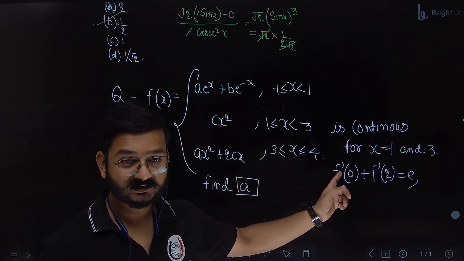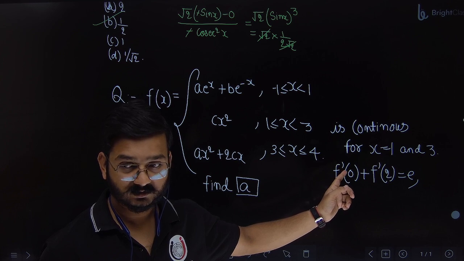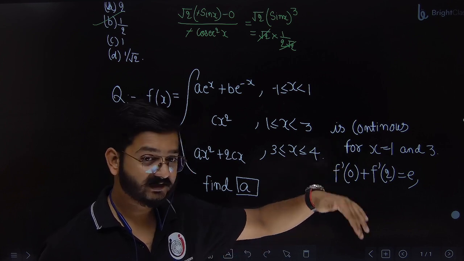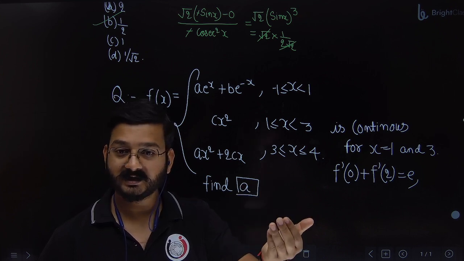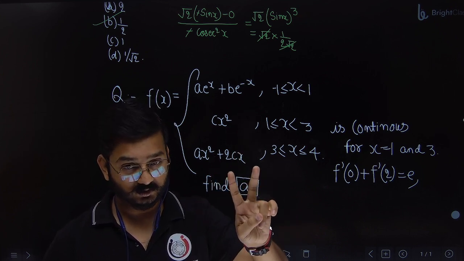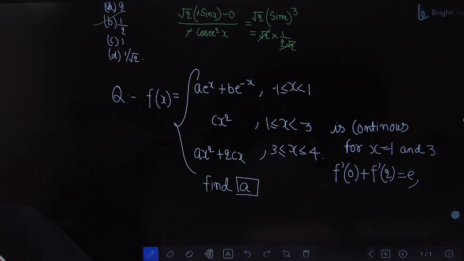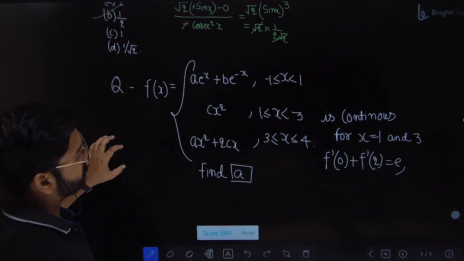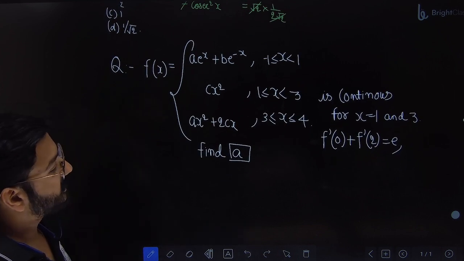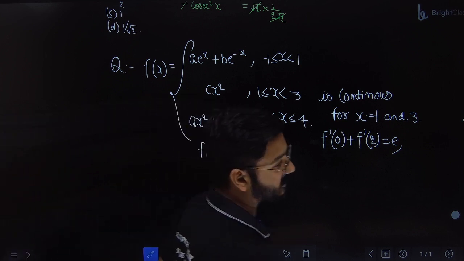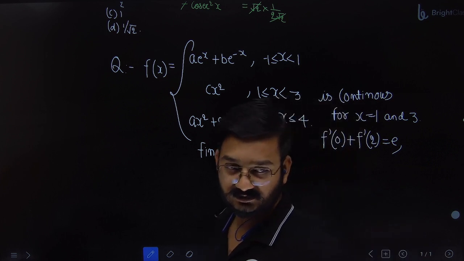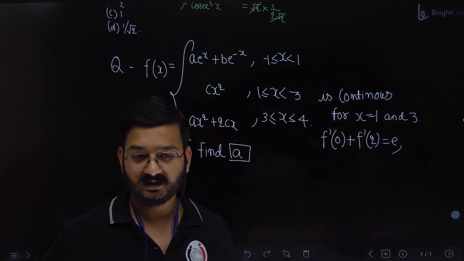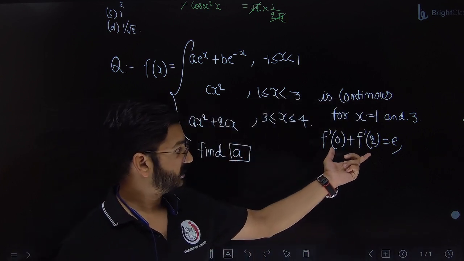Dash means single differentiation. F dash x means you have differentiated the function one time. F double dash x means you have differentiated the function two times. So the function is continuous for x equal to 1 and 3. It means left hand limit and right hand limit will be equal for 1 as well as 3. From there you will get one condition. After that, one more condition is given here.